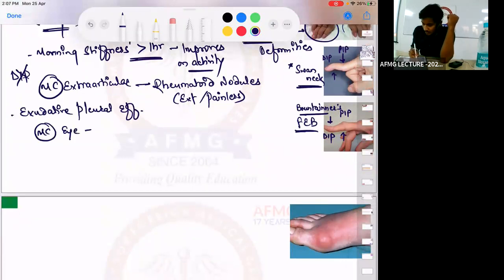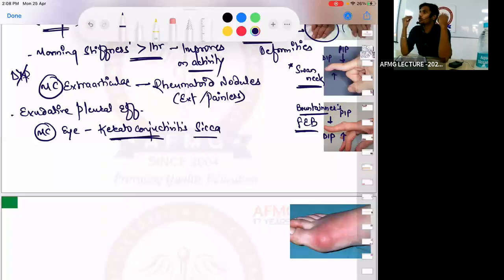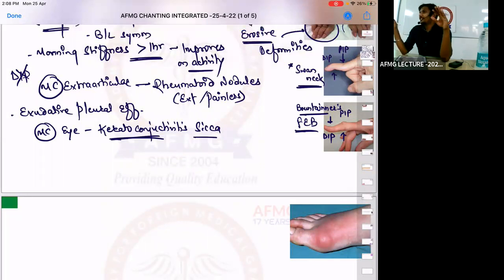Then, which is the most common eye manifestation? Anybody? Most common eye manifestation is keratoconjunctivitis sicca, that means dryness of eyes. ये one liners है, ठीक है, याद कर लेना, important है. Apart from this, there would be other multiple manifestations, whichever system is involved. Okay, in eye also there are multiple other manifestations, but the most common one is keratoconjunctivitis sicca.